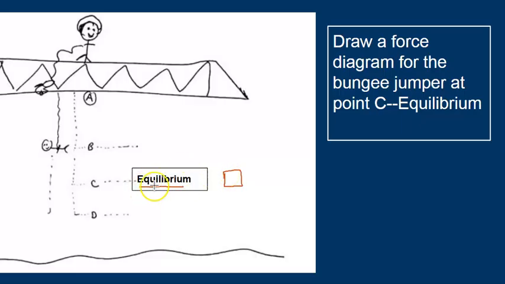Equilibrium is a specific point. We're not going from one point to another. So that's a hint that this is about forces. So we're going to draw a force diagram for the bungee jumper. Everything has weight, and the bungee is pulling back up with a force equal to K delta X.